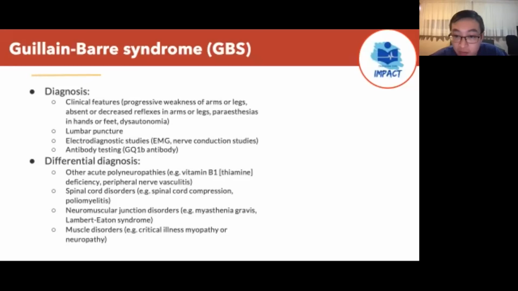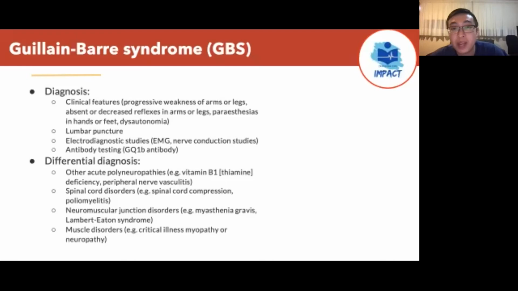And as I said before, Miller-Fisher syndrome. So there's an antibody test for it called GQ1B. And if that's positive, that clinches the diagnosis of Miller-Fisher syndrome. And we know that it's not other variants of GBS.